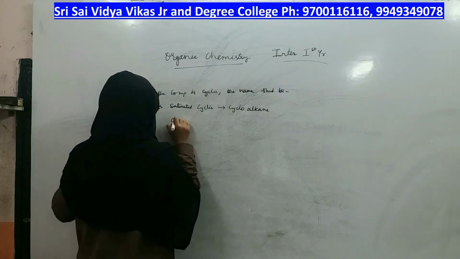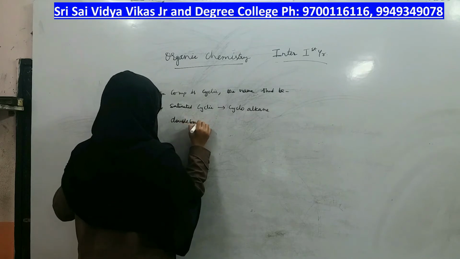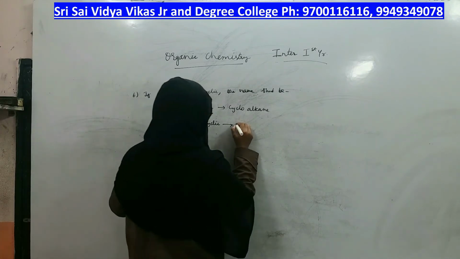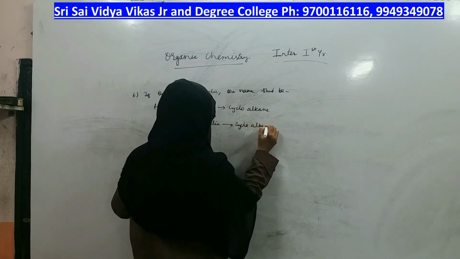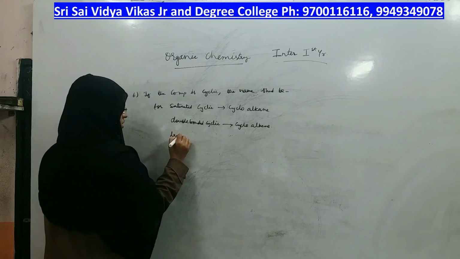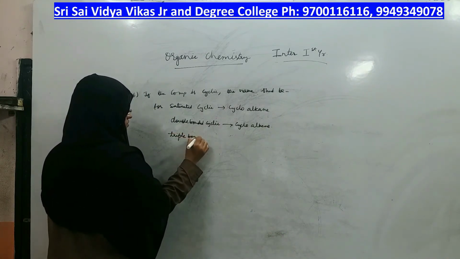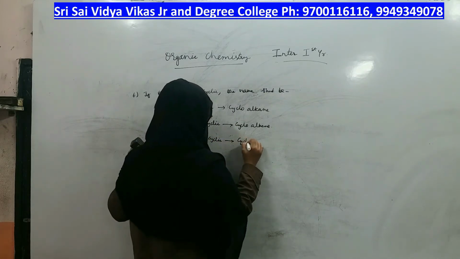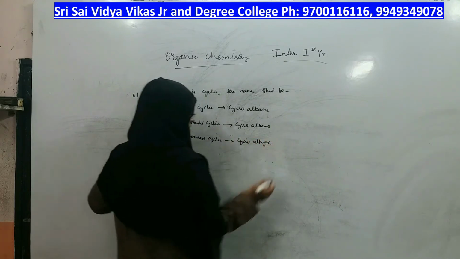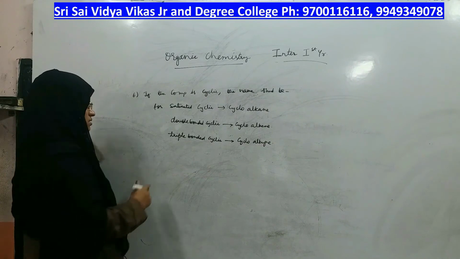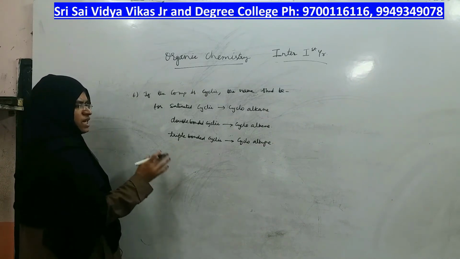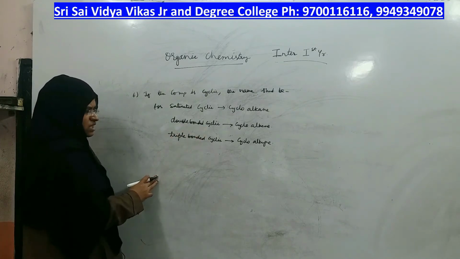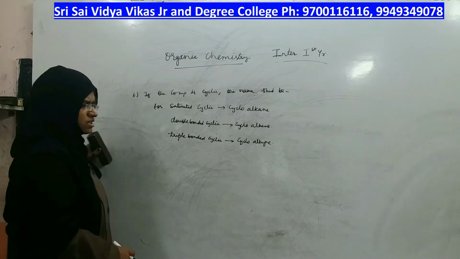For double bonded cyclic, instead of alkene you should use cycloalkene. For triple bonded cyclic, instead of alkyne you should use cycloalkyne. Right. This should be the suffix, the root word. You should not use hexane, you should use cyclohexane. You should not use hexene, you should use cyclohexene. You should not use hexyne, you should say cyclohexyne.